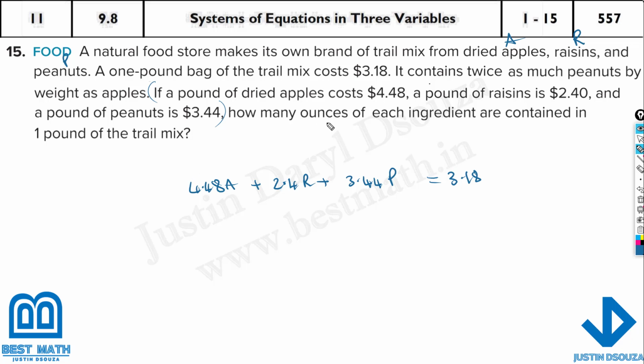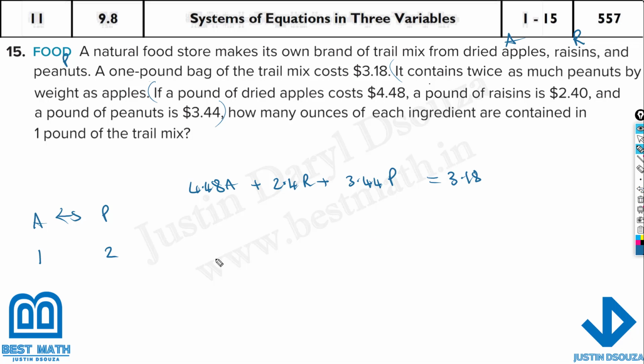Then what else? How many ounces of each ingredient? Okay, but before that, we have missed something. It contains twice as much peanuts by weight as apples. Okay, this is very important. Now, if you have apples and peanuts, right, they are in some relation. If you have 1 kg of apples, whatever the weight, 1 unit of apples, then the peanuts are twice, 2 times. So here, don't write A is equal to 2P. This is wrong. Many students tend to make that mistake.